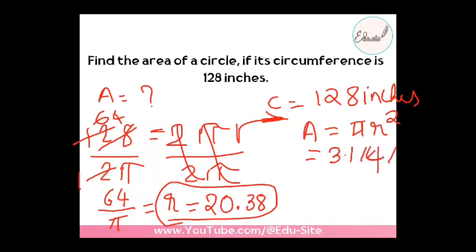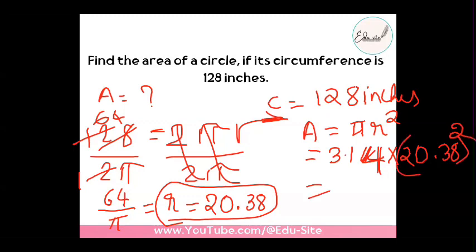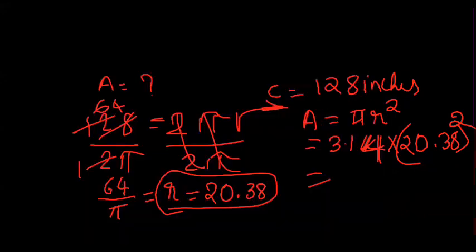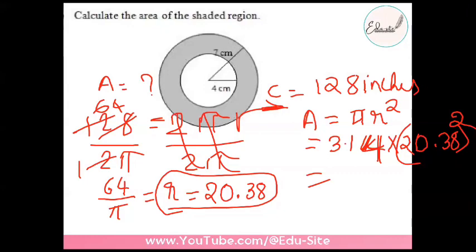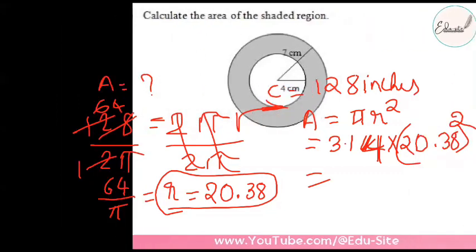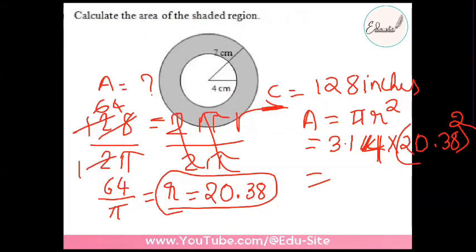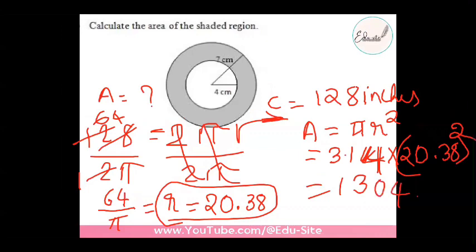So then we would do 3.14 multiplied by 20.38. Is it not squared? Yes, it is r squared, so we square this. Then find out the answer: 20.38 squared times 3.14. That's such a big number. Yes, it might be. So it's 1,304.18 square inches.